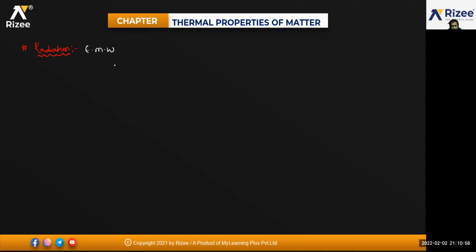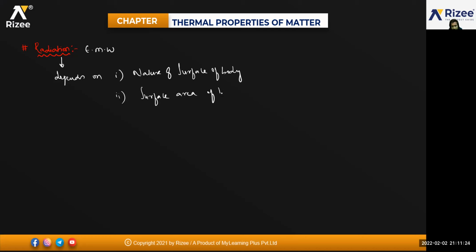So the rate of emission of radiation will depend on, this is also very important for theory questions, beta: number one, the nature of the surface of your body. Number two, the surface area of the body. Very important is what type of surface the radiation is falling on. And third is the temperature of your body and the surrounding. So it depends upon how the heat energy is being transferred.